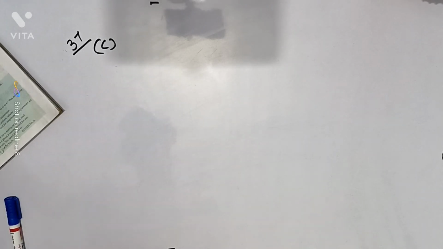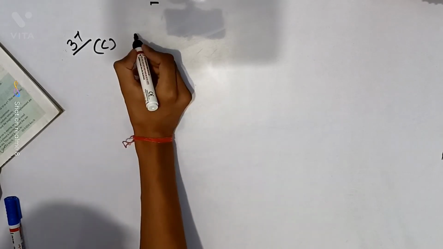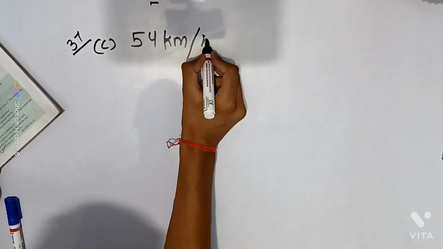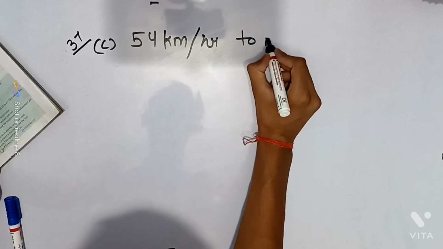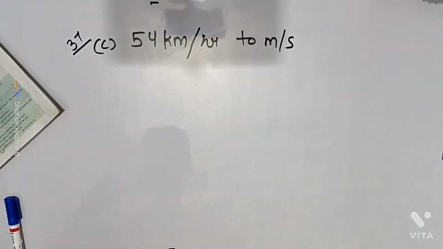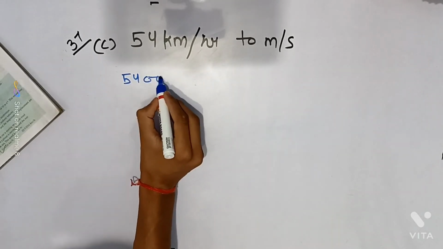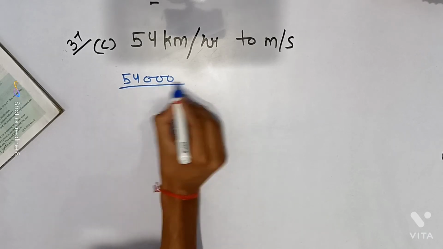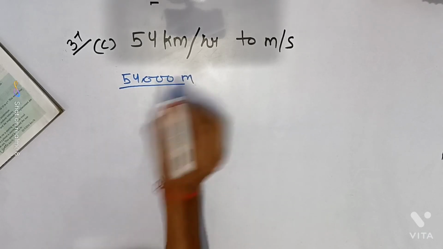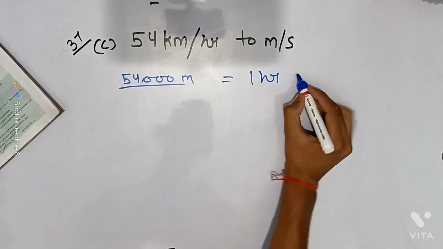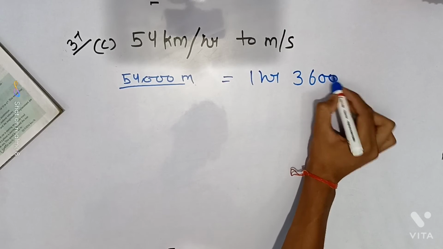It is saying convert a speed of 54 km per hour into meter per second. Means 54 km per hour speed is given and we have to convert it into meter per second. So how will we do it? See friends, first we will convert 54 kilometer into meter. So 54 kilometer equals 54,000 meter, and the hour we have to change into seconds. So in 1 hour there are 3600 seconds.